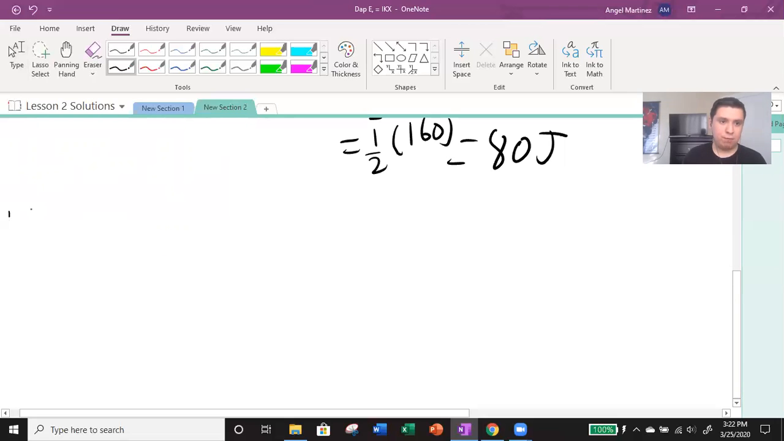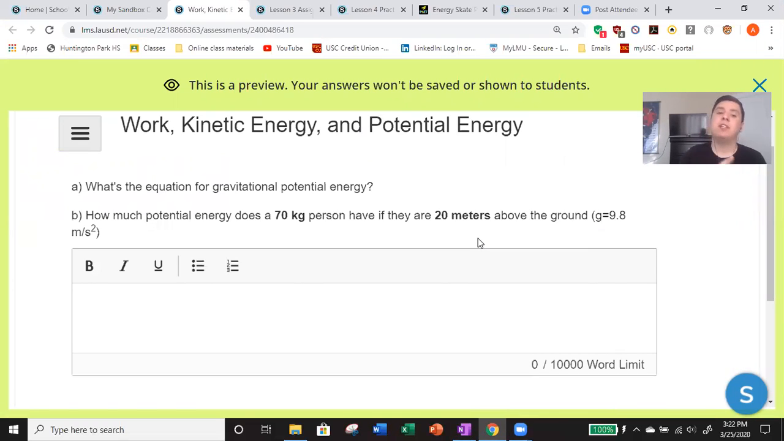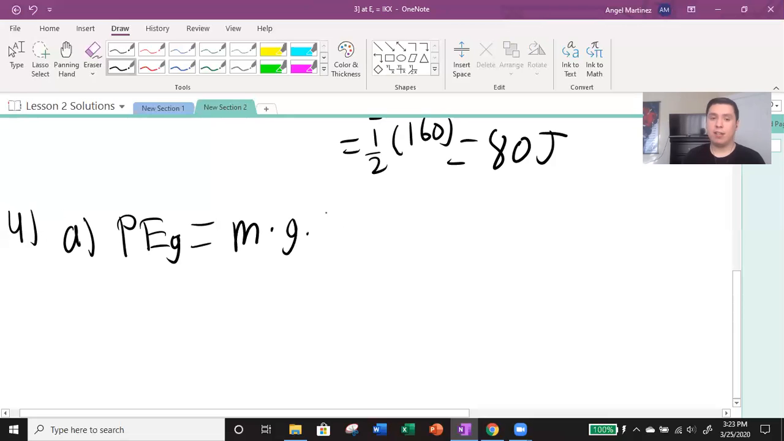So now let's do 4. What's the equation for gravitational potential energy, and how much energy does a 70 kilogram person have if they are 20 meters above the ground? G is 9.8. Okay, so first, the equation for potential energy. PEG. If I only have one potential energy, I usually just put PE because there's no point in putting the other one. PEG equals mass times the gravity constant times height. G on Earth is 9.8 meters per second squared. And sometimes we round it to 10. Just a hint, you're going to round it to 10 in your quiz. But for right now, let's use 9.8.